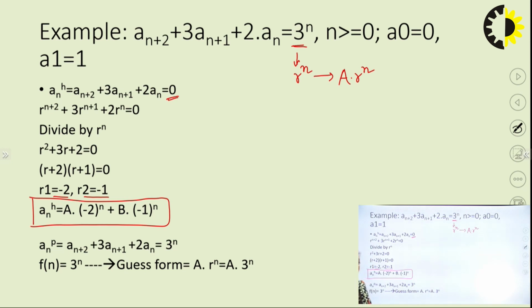Now we have found the first part, that is the homogeneous type of solution. Now to find the particular solution, we have reached this point, where a_n^p means the particular solution. Now we will be equating this to 3^n, because we are trying to give a particular solution to a non-homogeneous recurrence relation. Here the Fn is of the form 3^n. If I guess its form, it is nothing but r to the power n as I had written there. So the general solution to this is a·r^n, and here the value of r is 3. So the general solution is going to be a·3^n.